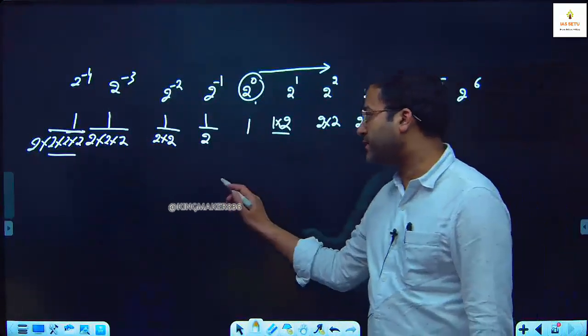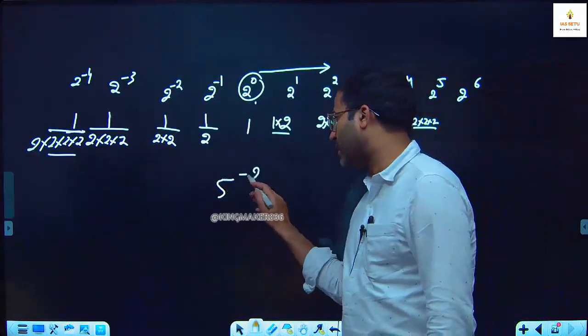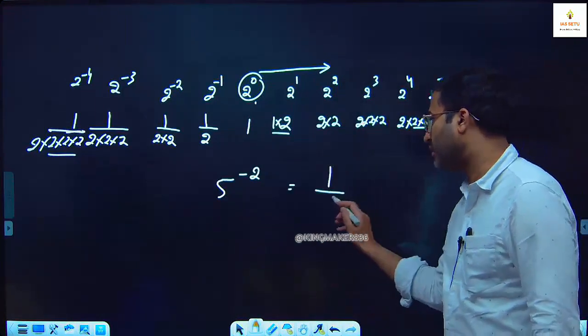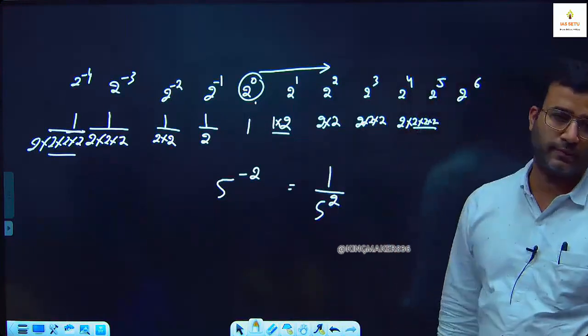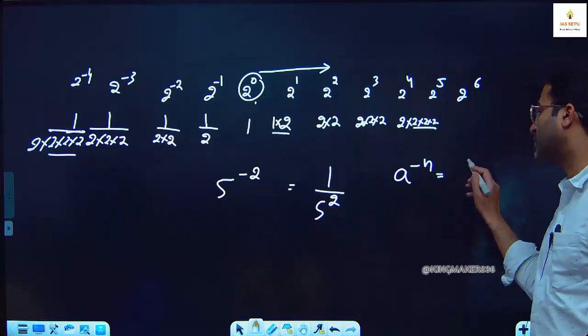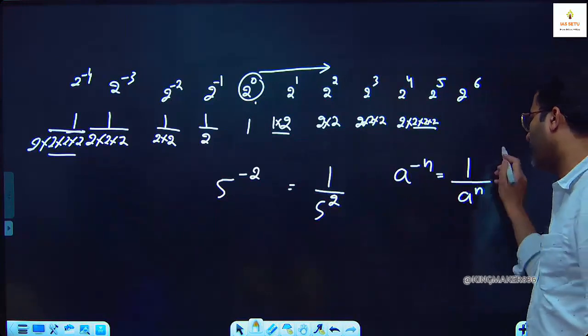So the idea is, if I say 5^(-2), it doesn't mean this is a negative value, it is 1 upon 5 की power 2. So you remember, this is a very important rule: a^(-n) is 1 upon a^n.